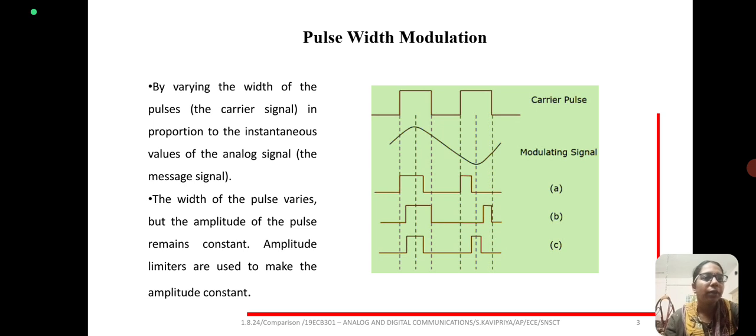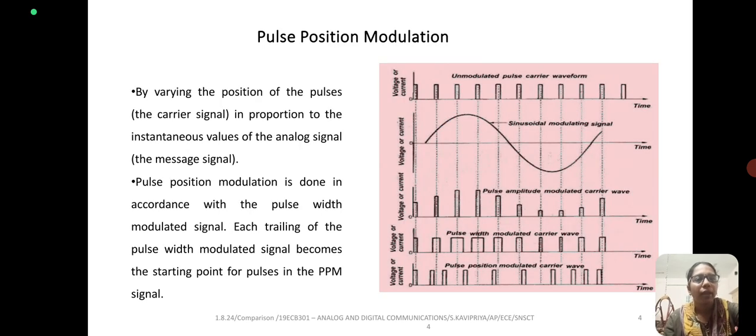Here the width of the pulses is varied in proportion to the instantaneous value of the message signal. So the width of the pulses varies but the amplitude of the pulses remains constant. Amplitude limiters are used to make the amplitude constant. In pulse position modulation, the position of the pulses is varied in proportion to the instantaneous value of the message signal. Pulse position modulation is done in accordance with the pulse width modulating signal. Each trailing edge of the pulses in the width modulated signal becomes the starting point for pulses in the PPM signal.